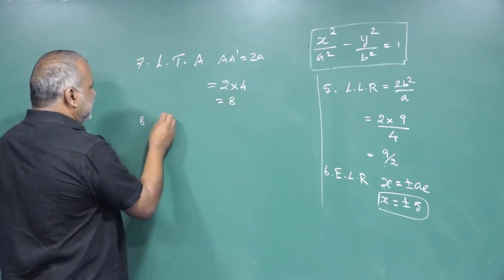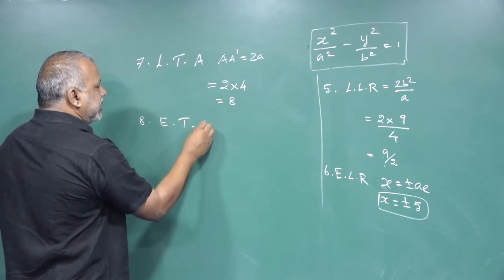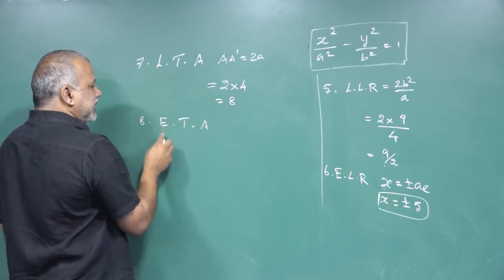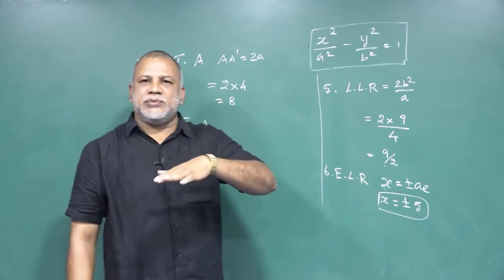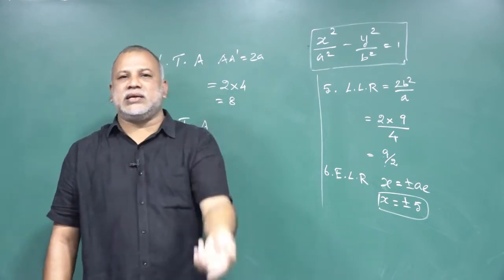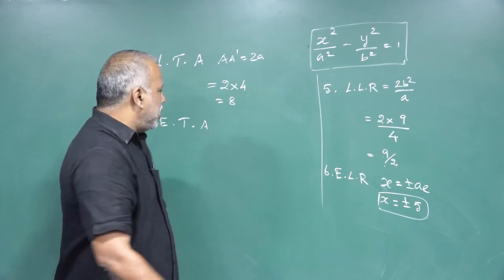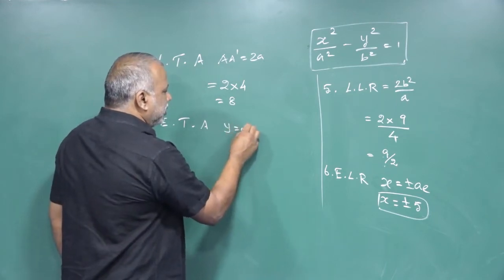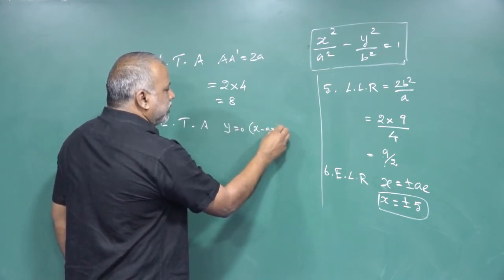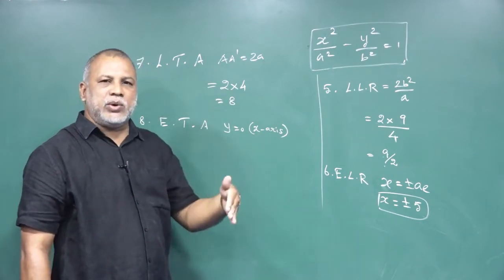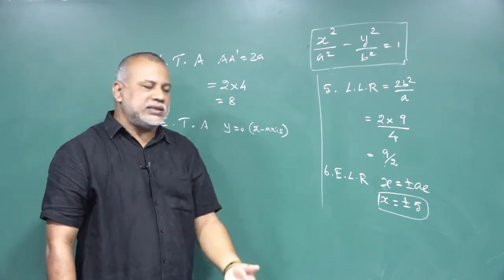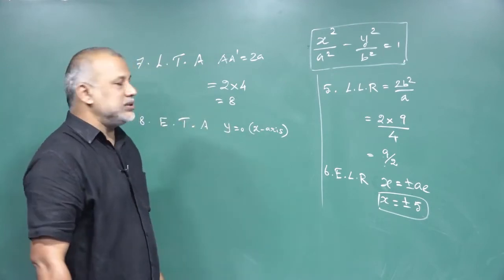Then point number 8, equation of the transverse axis. See here, transverse axis means type number 1. Here the x-axis is the transverse axis. Its equation is y equals 0. In your bracket you can write x-axis for clarification. So y equals 0. The reason is, for type number 1, the transverse is along the x-axis. Its equation is y equals 0.